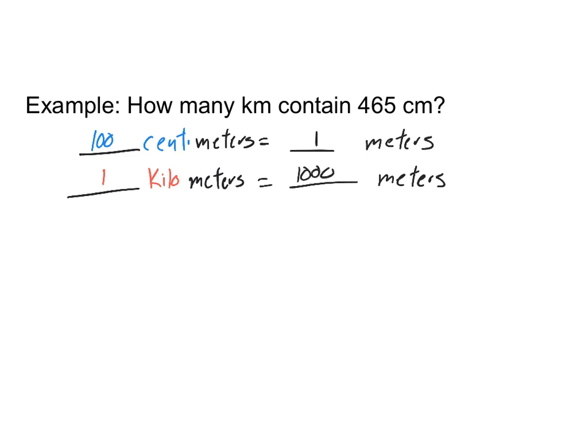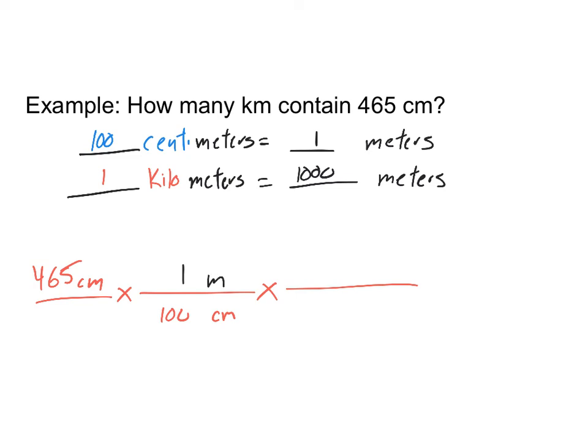So when I go to set this problem up, I'm going to take my given information, which is 465 centimeters, put it over 1, and I'm going to convert it from centimeters to meters, just like we looked at on the step slide, and meters to kilometers. So I'm going to set this up where centimeters is on the bottom, and so I'm going to put my 100 centimeters on the bottom, and it's equal to 1 meter. And then I'm going to have to cancel out meters, so I'm going to put my 1,000 meters on the bottom and my 1 kilometer on the top.